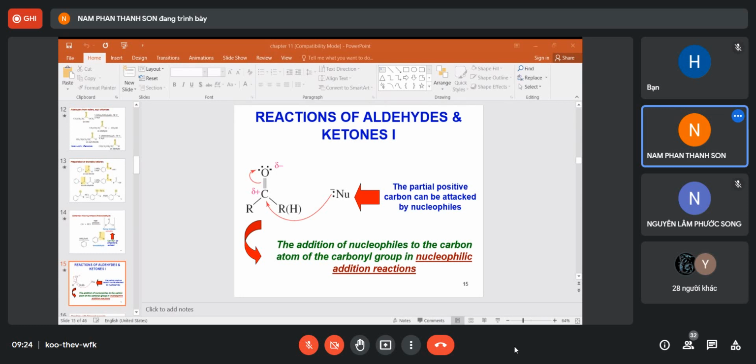Okay, so this carbon is positive, so something negative will attack this positive. So we have nucleophilic addition. Negative attack to positive, so we have nucleophilic addition. Nucleo in English, philic means love or like. Nucleophilic means love positive. In order to be able to love positive, the attacker must be negative. So this is nucleophilic attack.